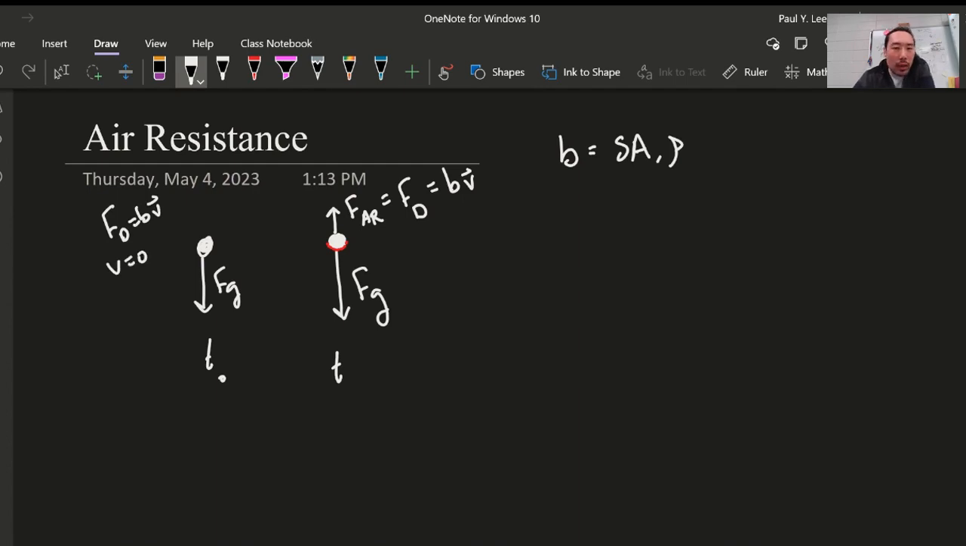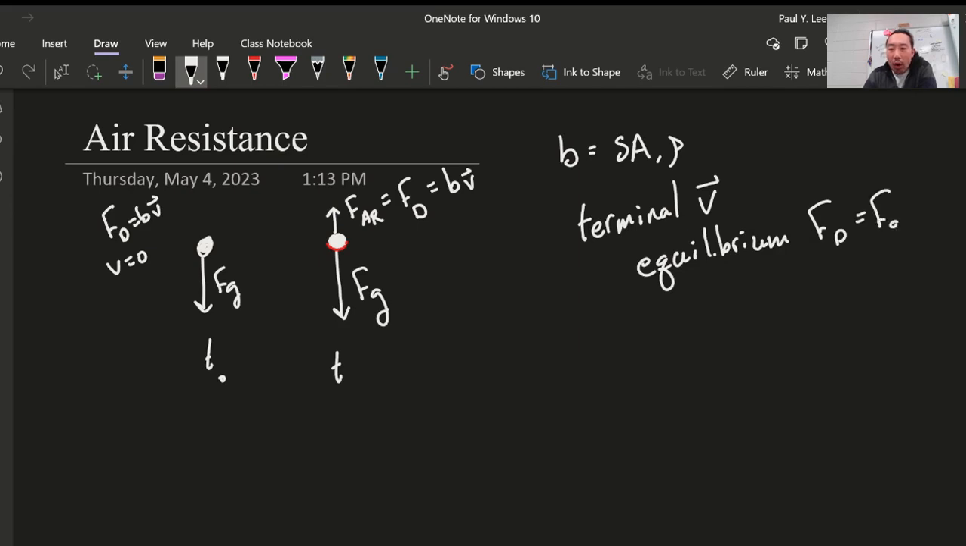Now, eventually, we're going to get to a point that we call terminal velocity. There are a couple of very important things about terminal velocity. This is where the system is in equilibrium, meaning that the force of air resistance and the force of gravity are equal to each other. More importantly, the acceleration is going to be 0 meters per second squared. At this point, the object is neither speeding up nor slowing down. It reached its max velocity.